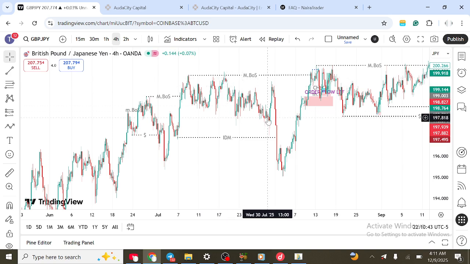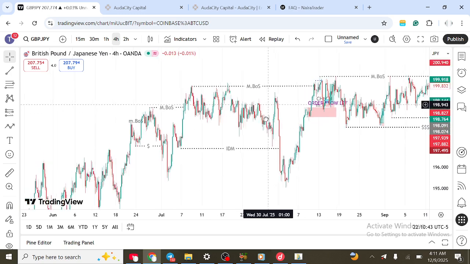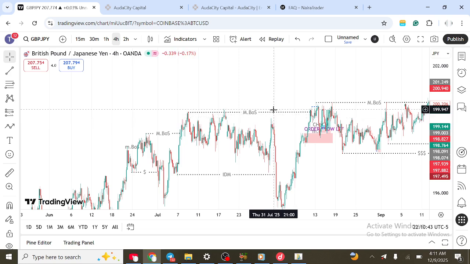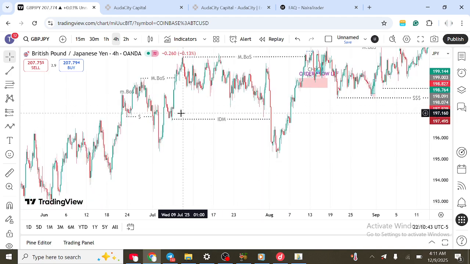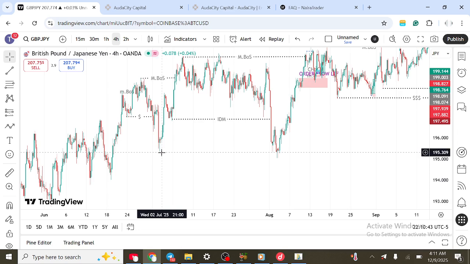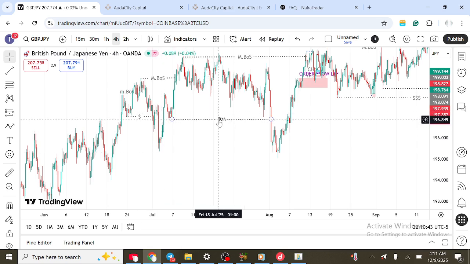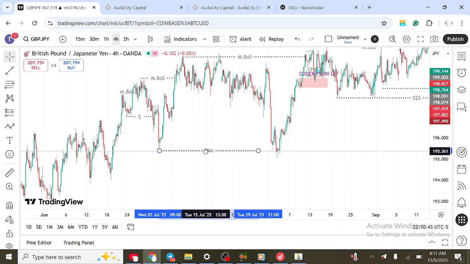Then it came down and showed a strong sign that it is going to break this key level, but it never did. What happened? There was another follow up that took out this low and the low of the type A liquidity. So the low of the type A liquidity was taken out.